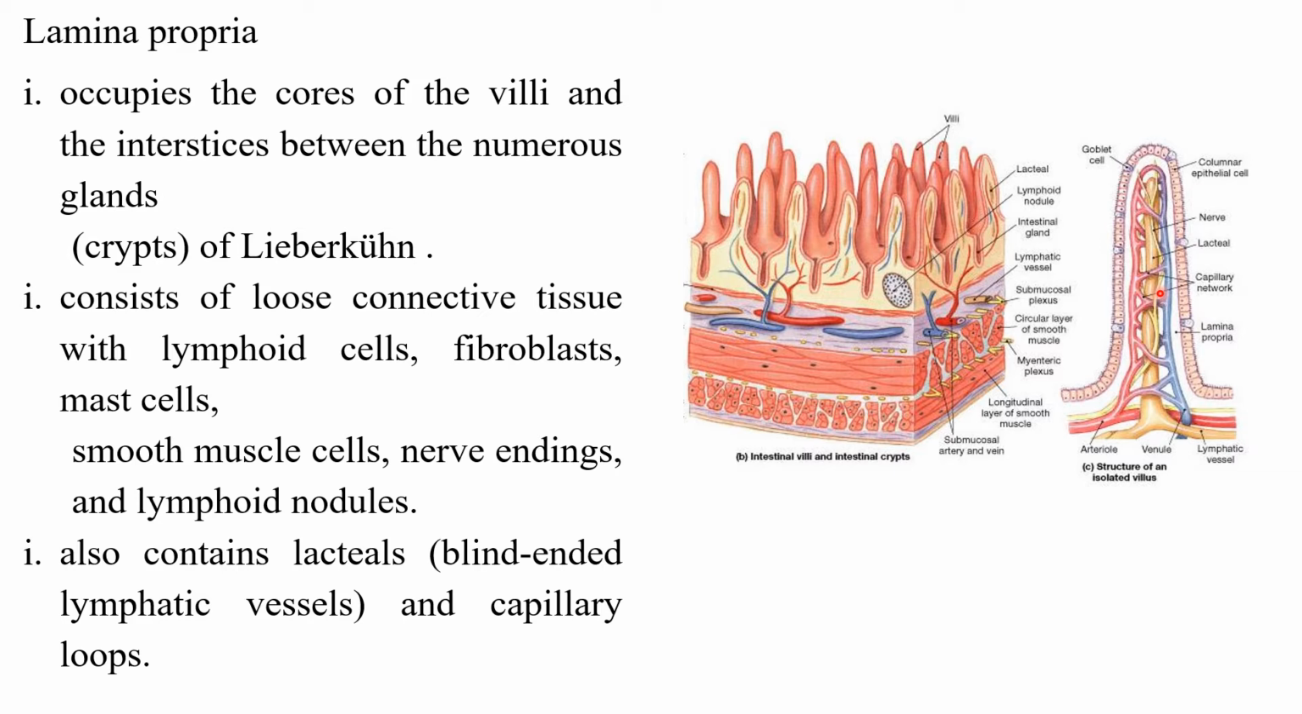This lamina propria consists of loose connective tissue with lymphoid cells, fibroblasts, mast cells, smooth muscle cells, nerve endings, and lymphoid nodules. They also contain certain specialized structures called lacteals, which are blind-ended lymphatic vessels, and some capillary loops.